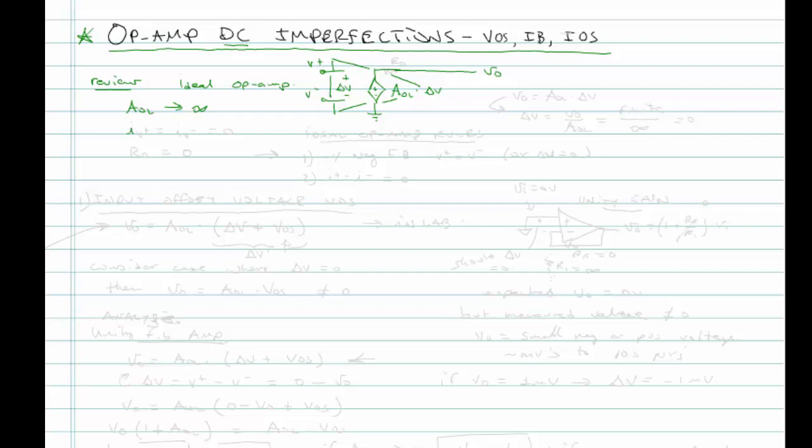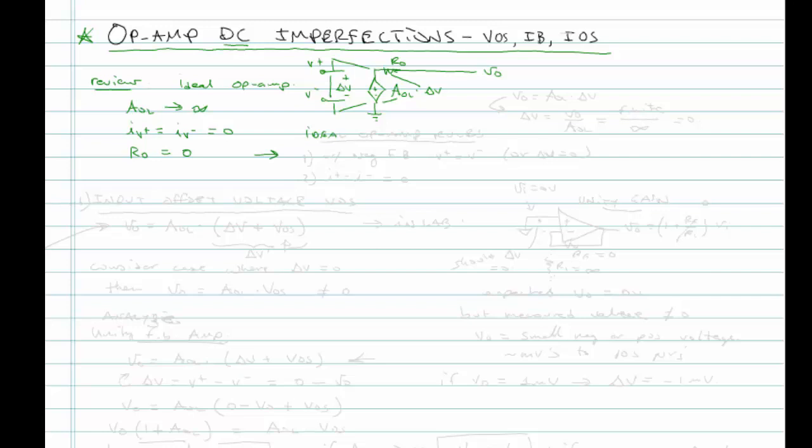We also state that the current going into the V plus terminal and the current going into the V minus terminal is 0. That's equivalent to saying that there's infinite resistance between either one of these terminals and ground, and therefore infinite resistance between those two input terminals. We would also say that R out is equal to 0. If I were to put a resistor here, R out would be 0. And we end up with some op amp rules.